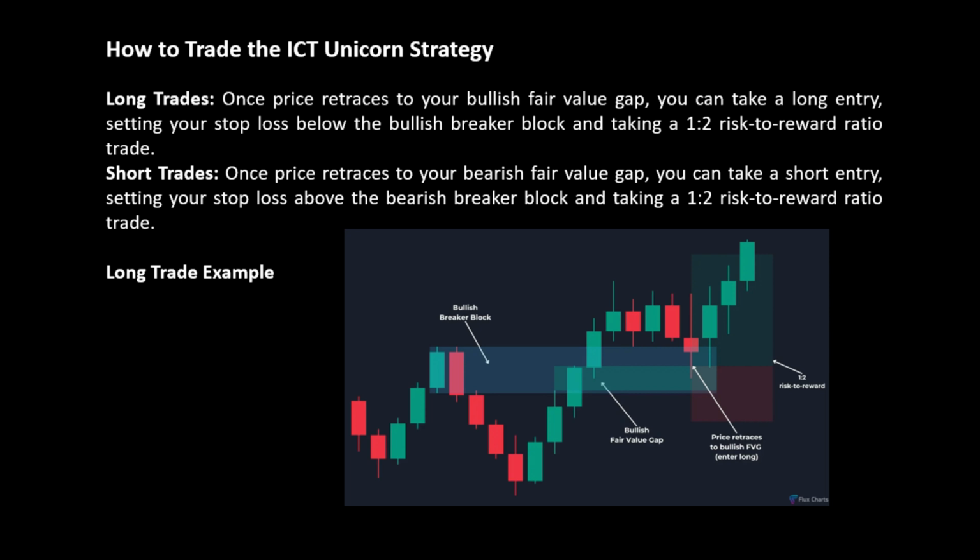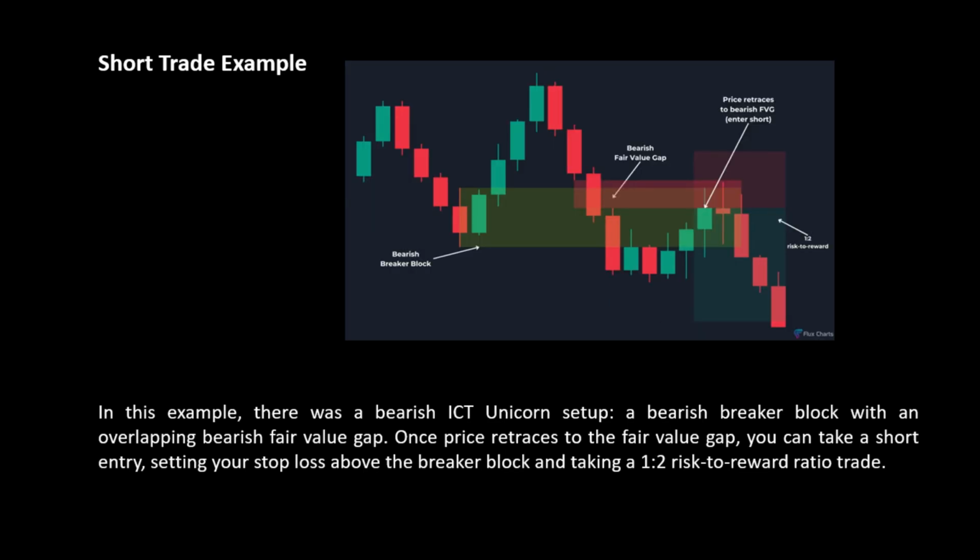How to trade the ICT Unicorn strategy. Long trades. Once price retraces to your bullish fair value gap, you can take a long entry, setting your stop loss below the bullish breaker block and taking a 1-to-2 risk to reward ratio trade. Short trades. Once price retraces to your bearish fair value gap, you can take a short entry, setting your stop loss above the bearish breaker block and taking a 1-to-2 risk to reward ratio trade.